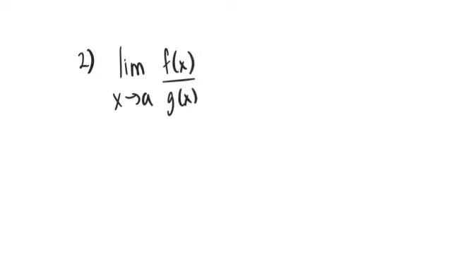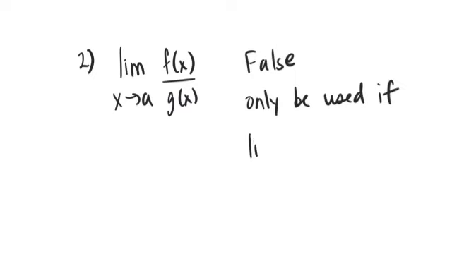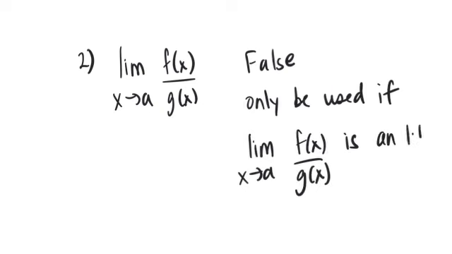Number 2 said L'Hopital's rule can be applied to evaluate any limit of the form limit of f of x over g of x as x goes to a, and that would be false, because it can only be used if the limit is an indeterminate form of type 0 over 0 or infinity over infinity. Actually, there are other indeterminate forms as well, but for our course, this would be our answer.